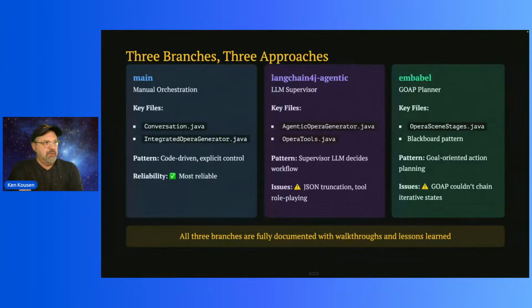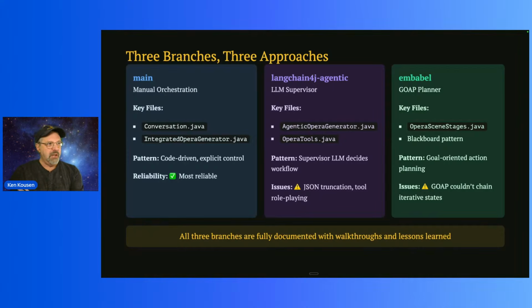So now I've got, as I mentioned, three branches on the GitHub repository. I don't plan to merge those into main or anything. The main one is the manual orchestration. Of course, it cracks me up writing an opera that I'm talking about orchestration and choreography, but you get the idea. I have a class called conversation.java that passes everything back and forth, and the integrated opera generator calls all of the AI tools at the right times. It's very explicit, but then again, it has a high probability of working.